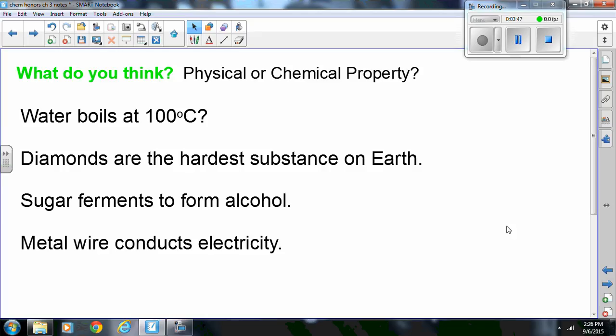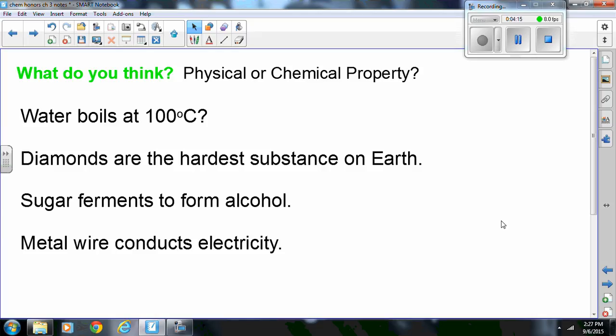All right, so what do you think? I have four examples here, and you can pause this and then take a guess, or you can just listen to me go through the answers here. But I have four circumstances, and I'm asking you, are these physical or chemical properties? So the water boiling at 100 degrees Celsius, it doesn't matter what temperature something is boiling at, the fact that you're boiling it does not change it into something new. So water boiling is physical.